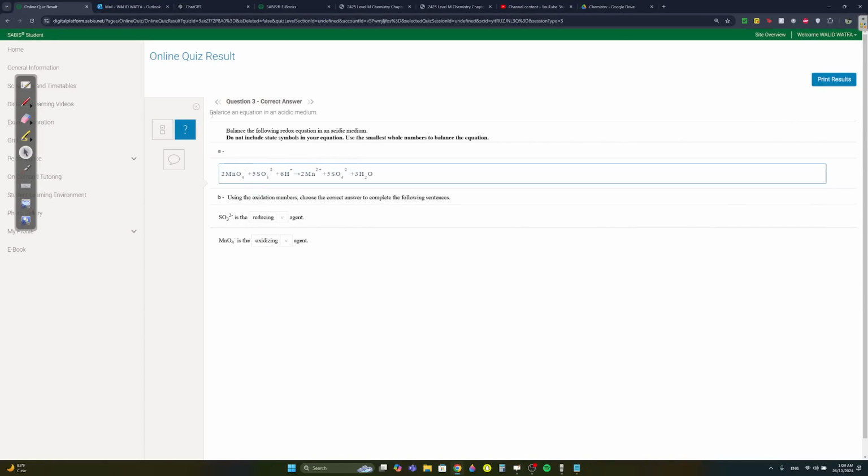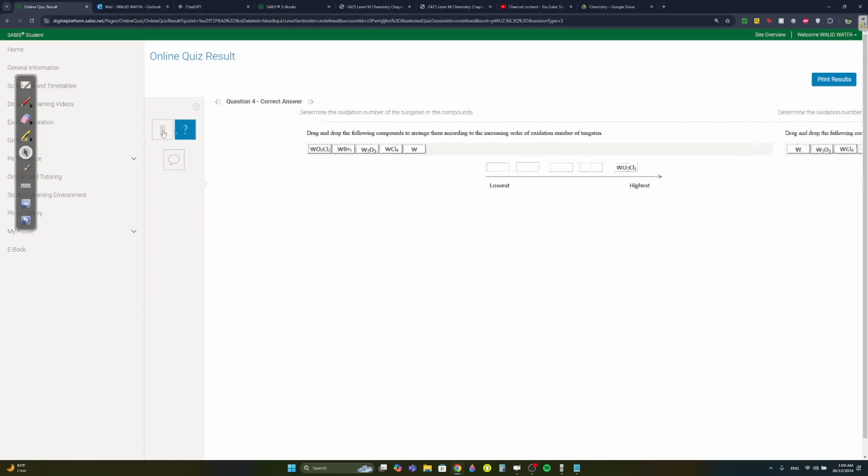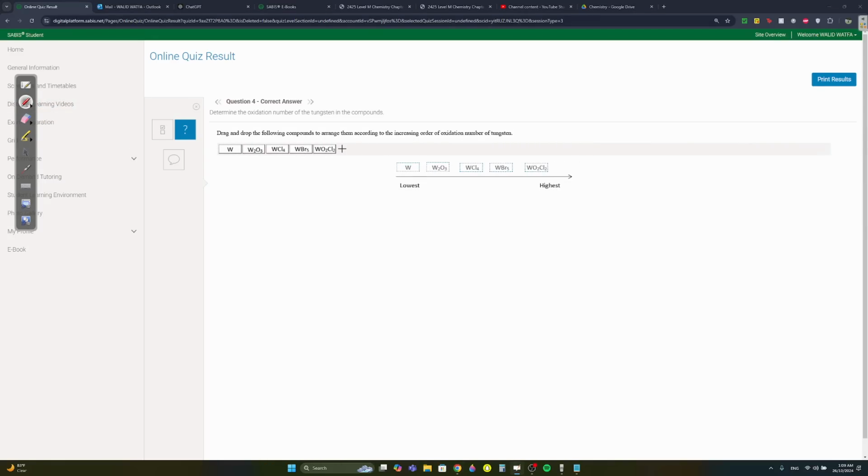Question 3. Balancing, it's not required. Skip this. Question 4. Here, they want us to arrange them in increasing order of oxidation number of tungsten. How do you find it? Obviously, tungsten on its own is just 0. So the lowest will be just W on its own. Now, let's calculate the oxidation number of each one.